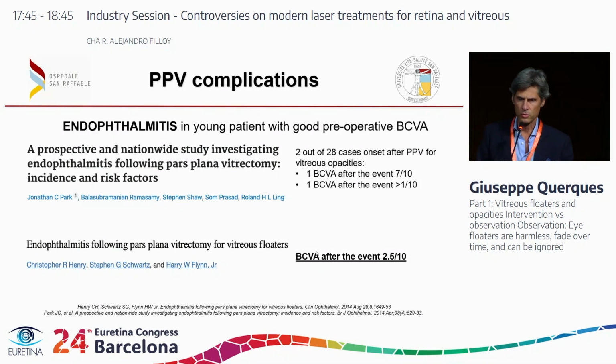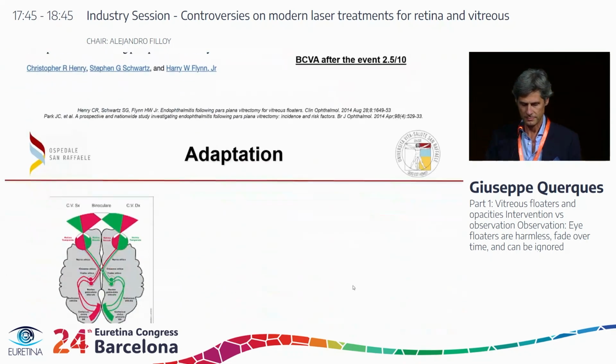And we should not forget the risk of endophthalmitis. In this series, 2 out of 28 cases got endophthalmitis, and in the end they reached a very low visual acuity that is much worse than the symptoms they were complaining of because of floaters.